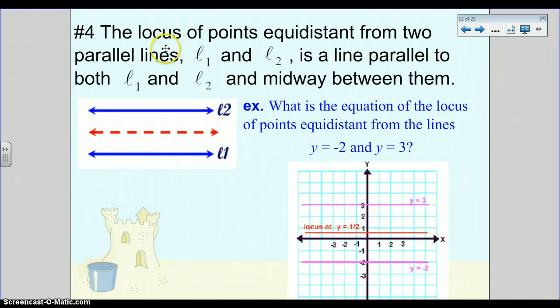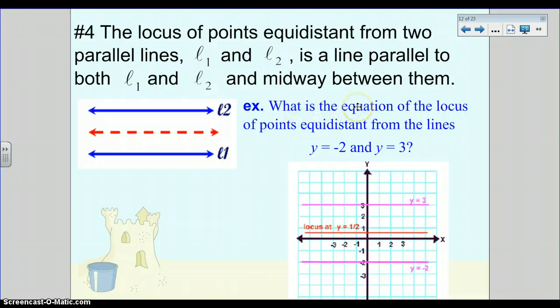The fourth type of locus are points equidistant from 2 parallel lines. So you're given L1 and L2. This red dashed line here would be the locus of points that satisfies this given information.